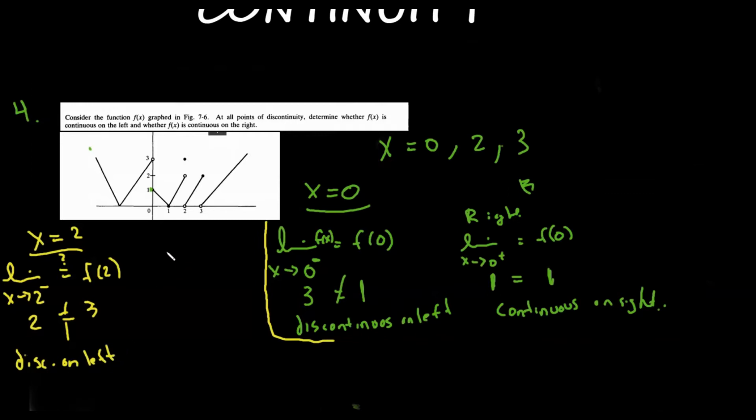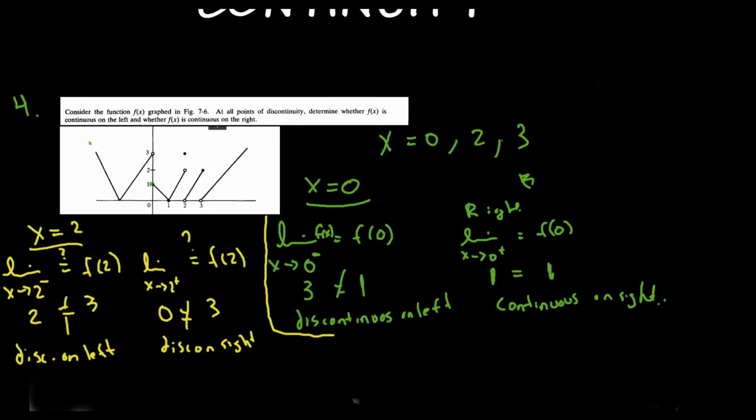And now for the right: is the limit as x approaches 2 from the right equal to f of 2? So as we approach 2 from the right, we're going to use this segment. It's trying to approach 0. 0 is not equal to f of 2, which is 3. So it's discontinuous on the right. And finally, let's do the last one, x equals 3.